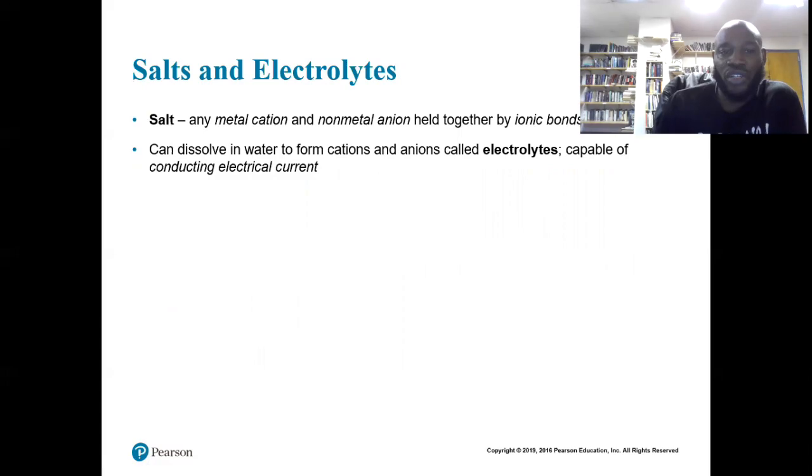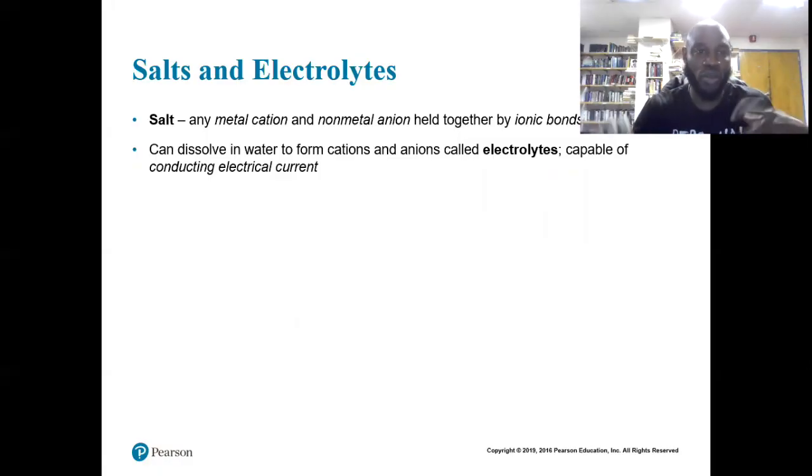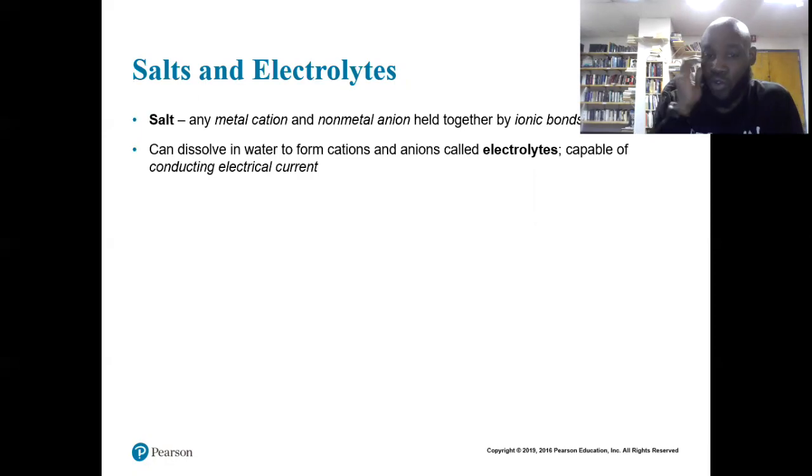We also have salts and electrolytes. A salt is any metal cation and non-metal anion held together by ionic bonds. Remember NaCl that makes salt. That's what we call table salt. But salt is any metal cation and non-metal anion held together by ionic bond. Remember, the chlorine steals an electron from the sodium. And so the chlorine has a negative charge, the sodium has a positive charge now, and the two bind together because they're opposite charges. These can dissolve in water and form cations and anions called electrolytes, capable of conducting an electrical circuit.